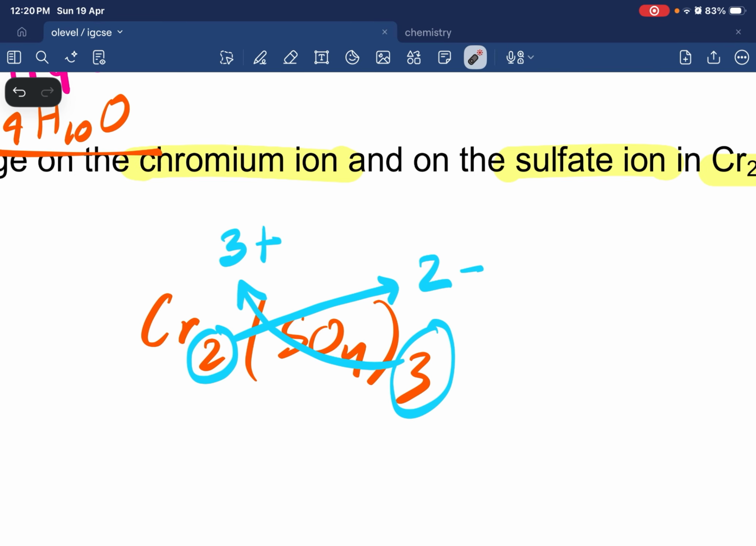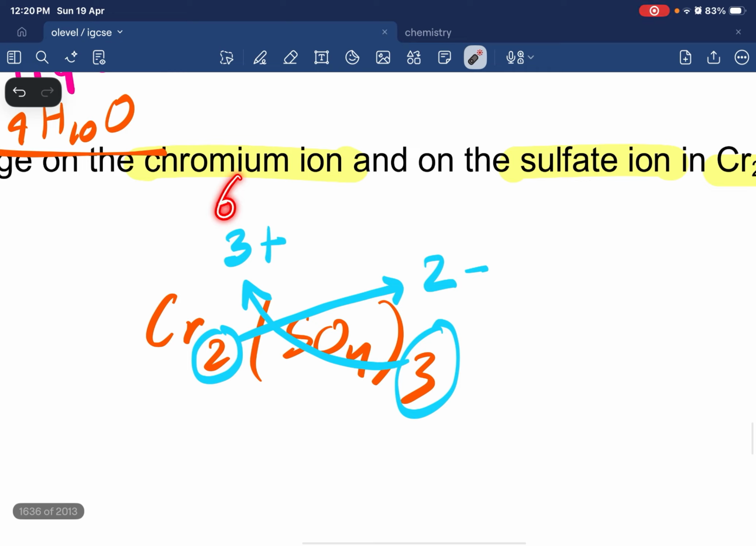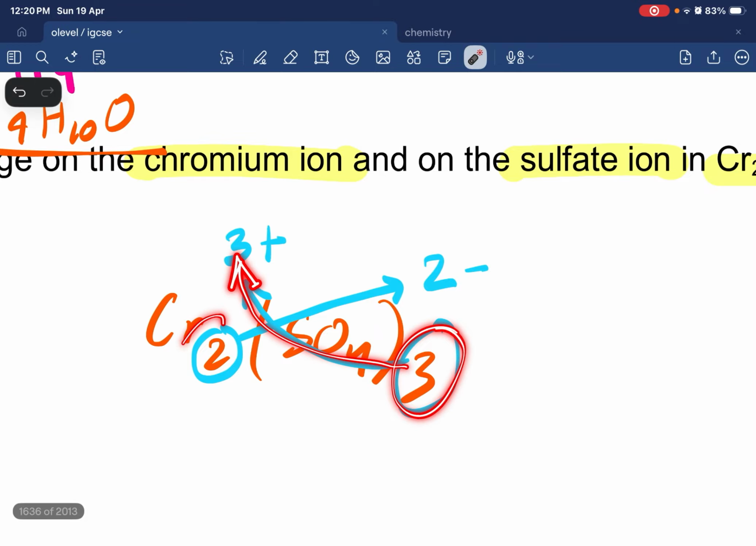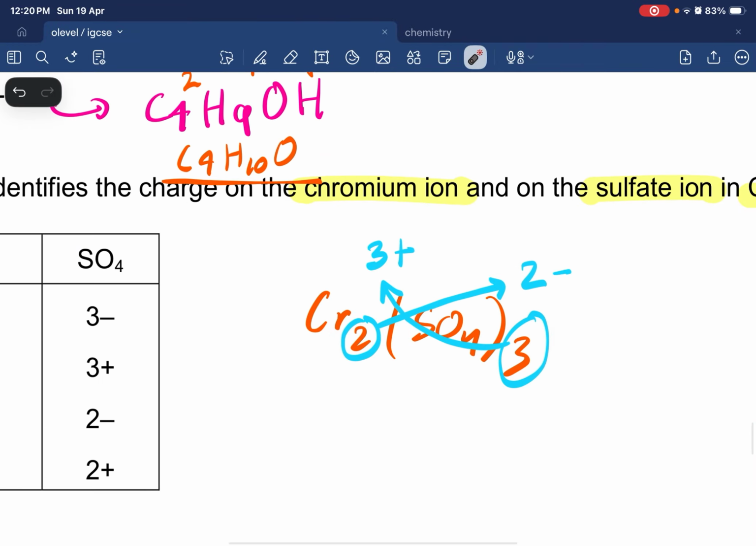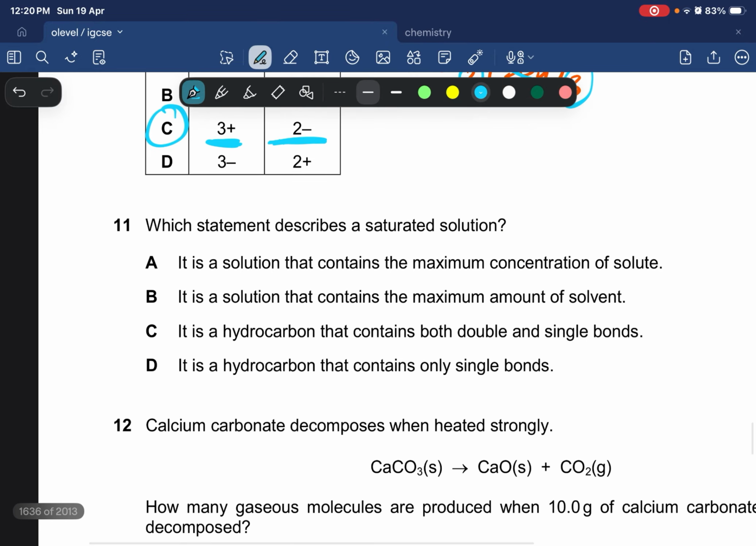Otherwise, you can think of it like if chromium has a charge of 3 positive, 2 chromiums are going to have a charge of 6 positive, right? And if sulfate has a charge of 2 negative, 3 sulfates are going to have a charge of 6 negative. So a 6 negative is going to balance out a 6 positive. But that's a difficult way. You just bring this thing up here and this thing up here. So that's going to help you. Chromium is a 3 positive here, and a sulfate is a 2 negative here.